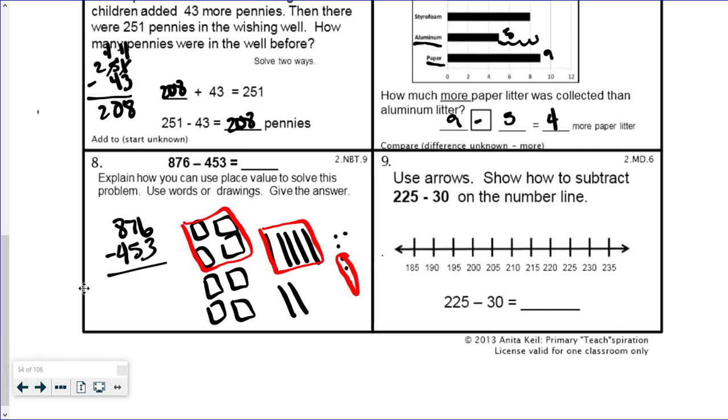So now we're looking at what's left. So what is left? 423. And that checks out.